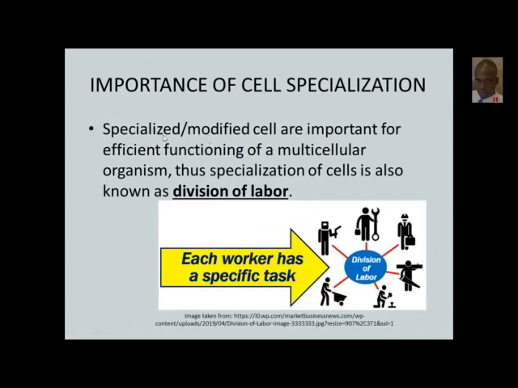Now, the importance of cell specialization, or modification. Specialized or modified cells are important for the efficient functioning of a multicellular organism. Thus, specialization of cells is also known as division of labor. Look at the image here. Each worker has a specific task. That's what we mean by division of labor.